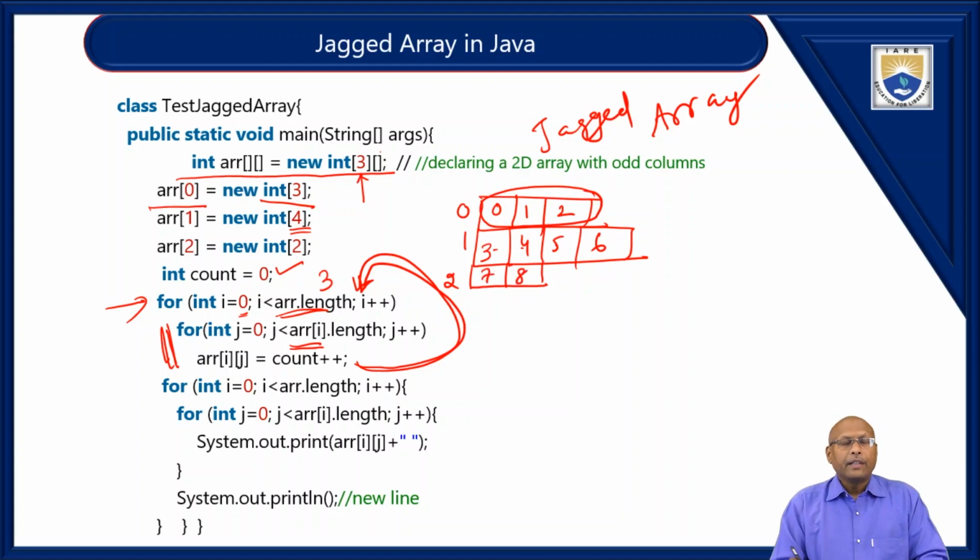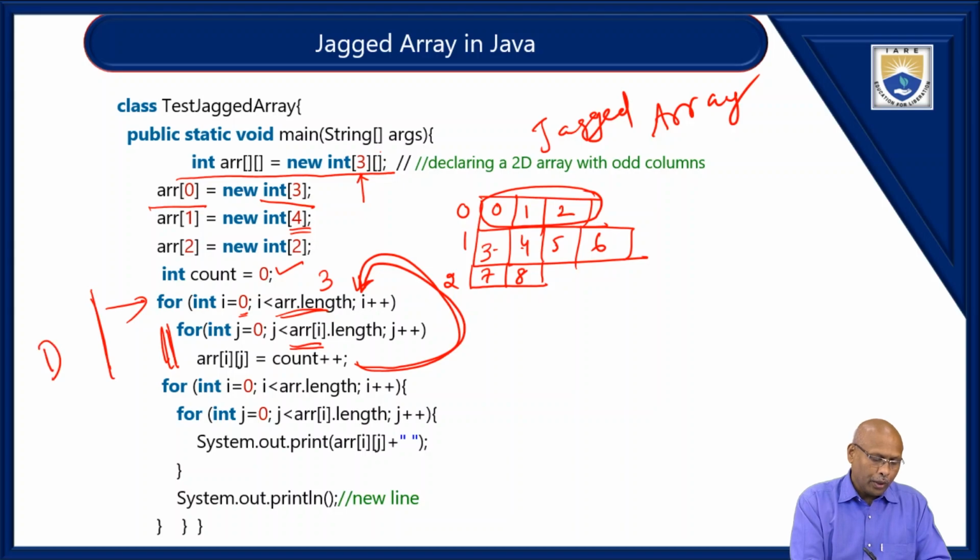So my jagged array is filled with different data. After storing the data, this is data storage. You have stored the data or assigned data. Data stored.